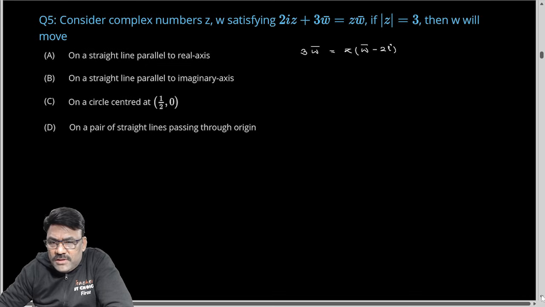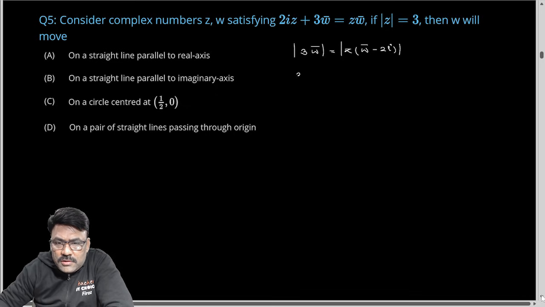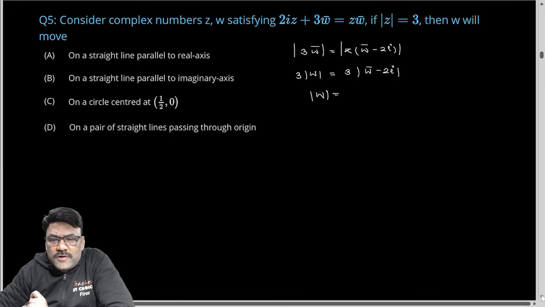This equation can be written like this: 3 omega bar equals z times omega bar minus 2 iota. And I know that mod z is 3. It is given here. So let's take mod on both sides. I get 3 mod omega bar, which is the same as mod omega, equals mod z, which is also 3, times mod omega bar minus 2 iota. The 3 cancels, so I get mod omega. And the modulus of a complex number and its conjugate is the same. So even if I take the conjugate of omega bar minus 2 iota, the modulus will remain the same. The conjugate becomes omega plus 2 iota.